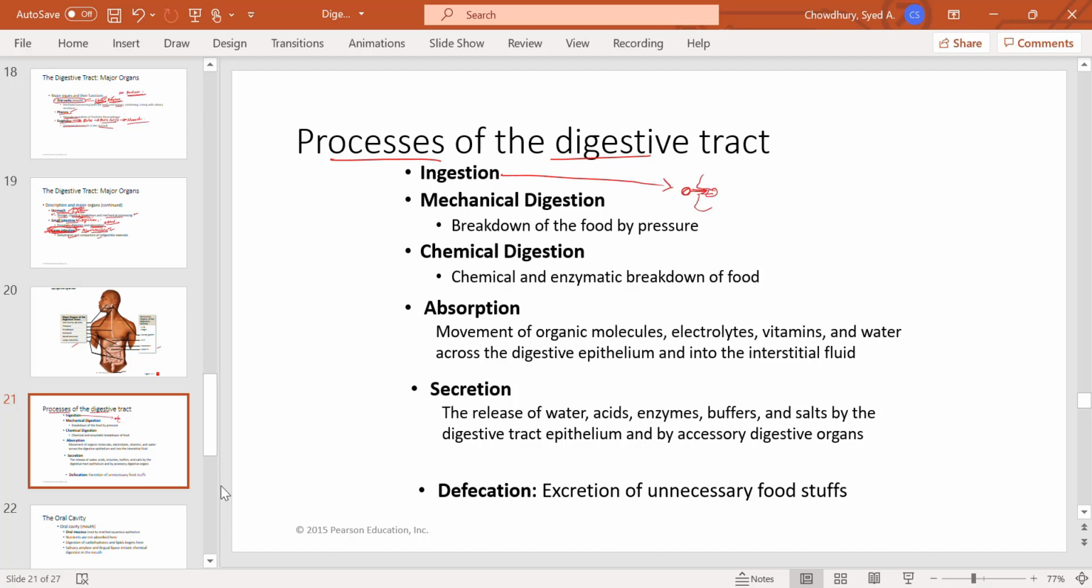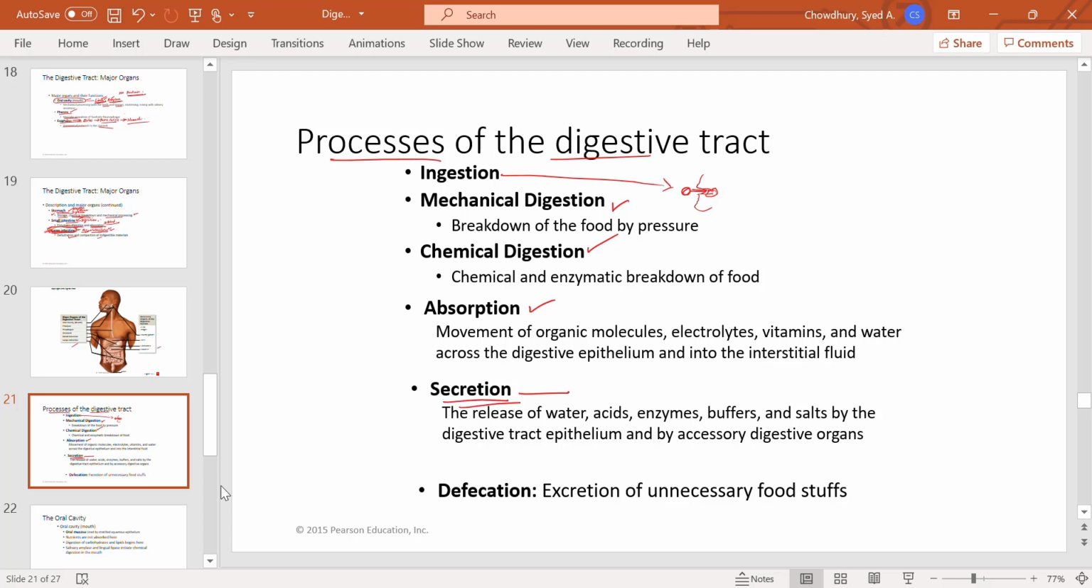And in the mouth, what happens? Digestion starts, mechanical and chemical, right? We talked about that. And then when the food stuff gets very small, like nutrient molecules, it is taken to the blood, that is the absorption. And then also from all those parts of your GI tract, secretion occurs, right?